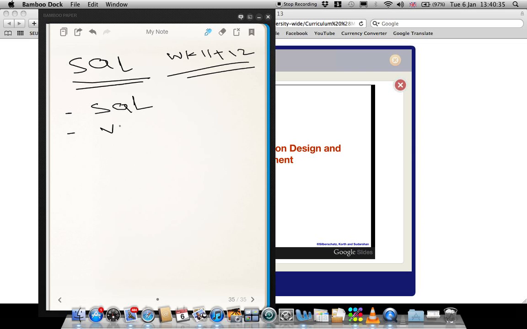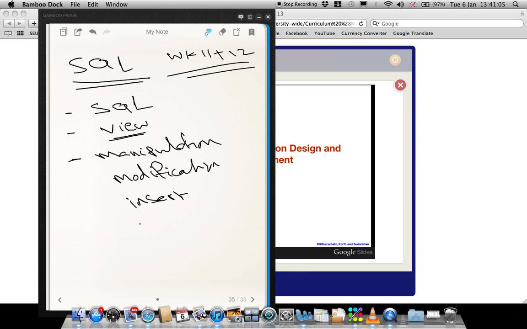Concentrate on the view. What is the view and how to create tables in a view and so forth. Again, SQL manipulation, like modification, what else do I have? Insert, delete. Okay, aggregation, where you have the average, minimum, maximum, etc.